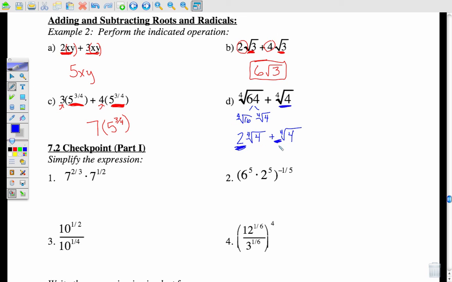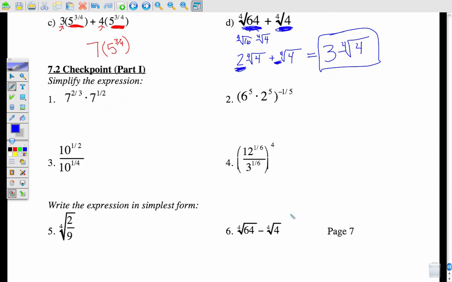plus the 4th root of 4. And if I have 2 of something plus there's technically a 1 out here, 1 of something, I'm left with 3 to the 4th root of 4. Final answer. So in closing here, this and this have to be the same before you can add them.